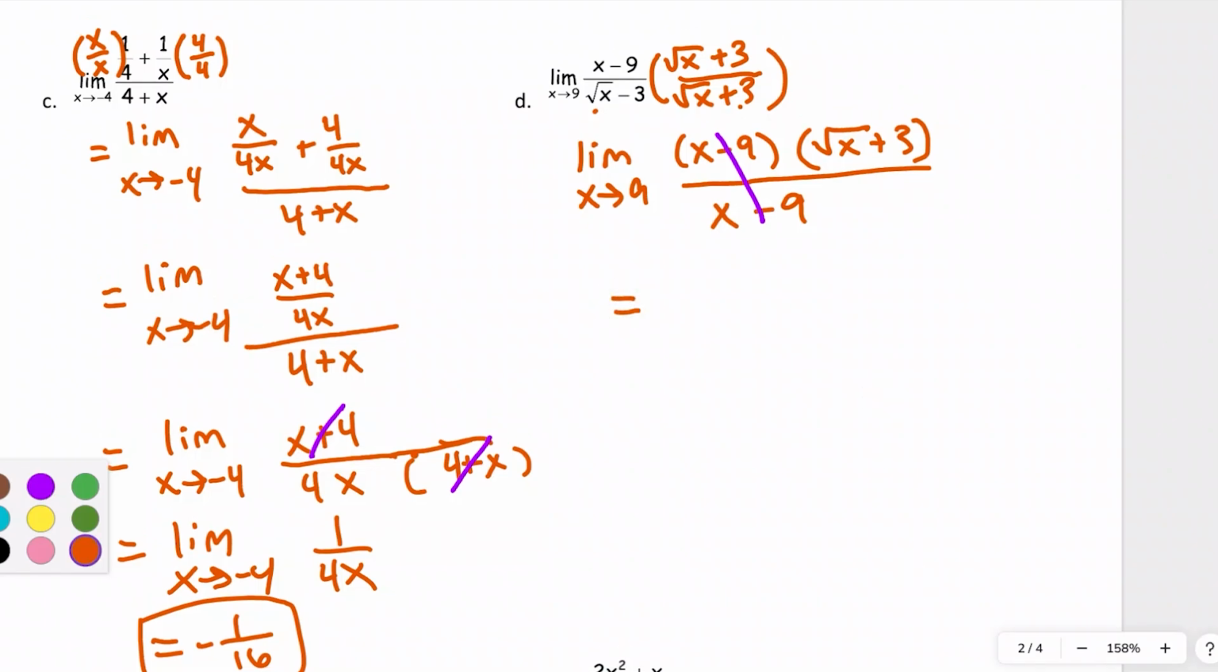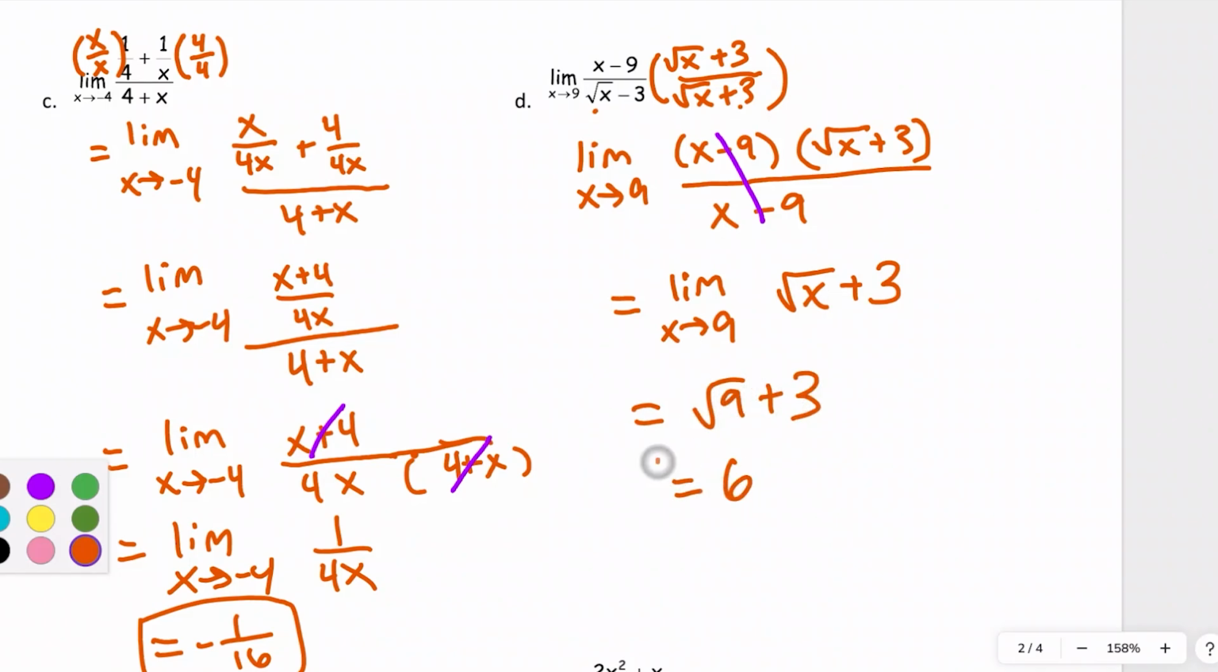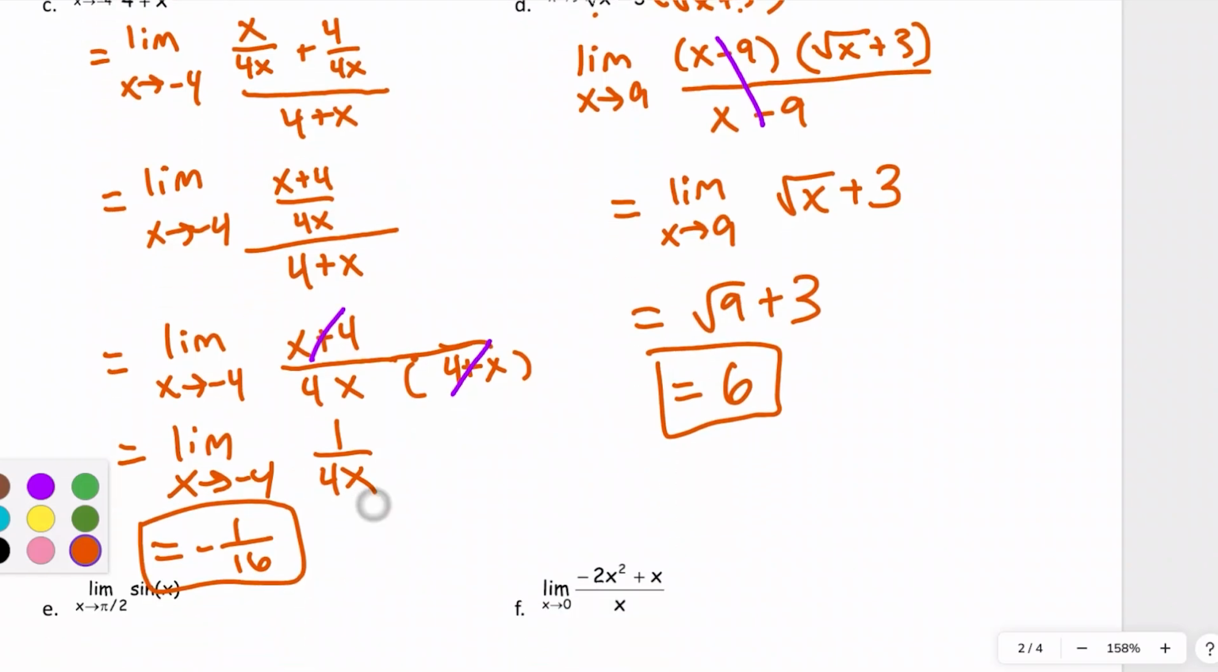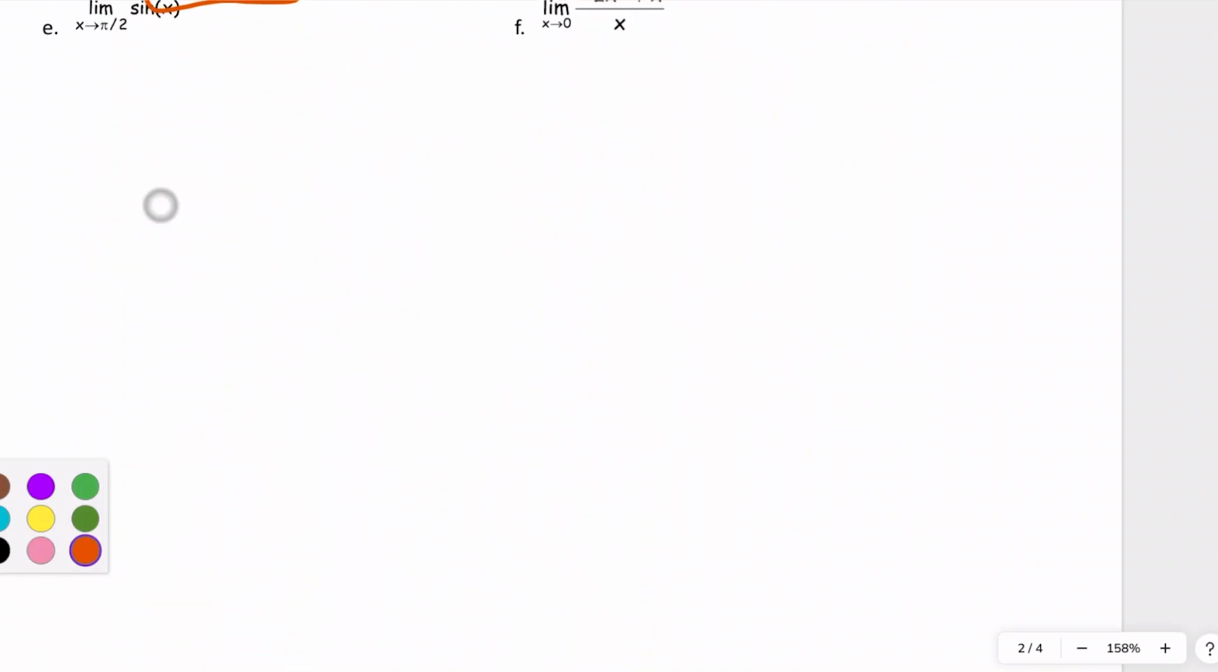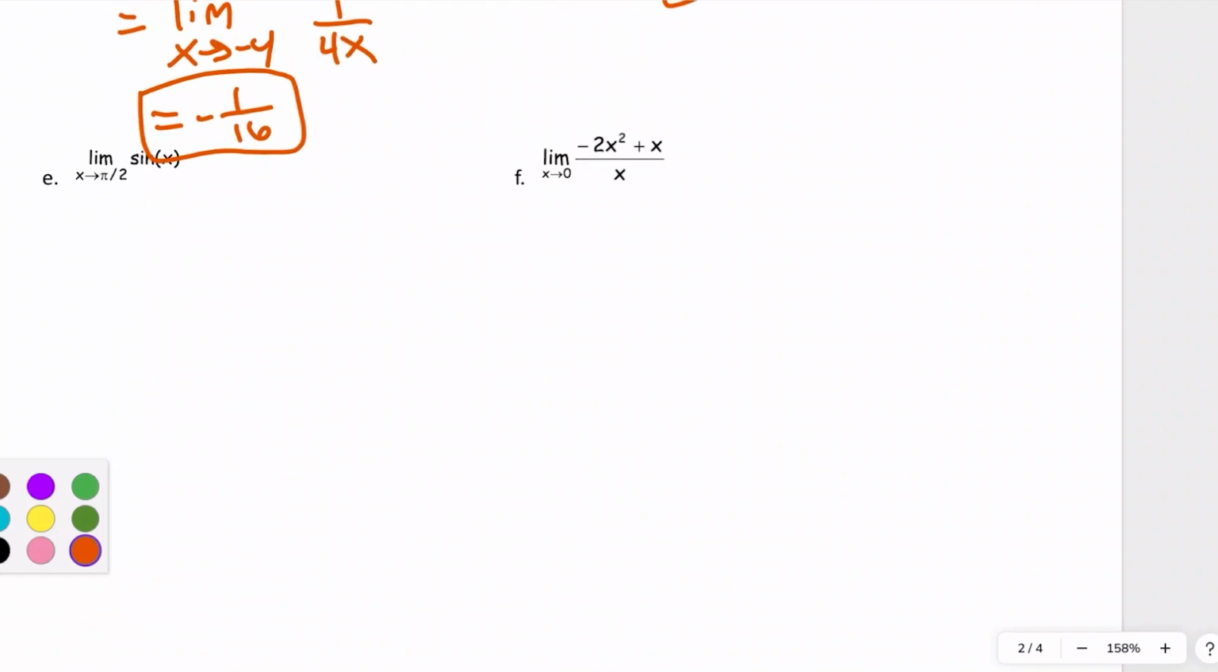All right, so this is going to be the limit as x approaches 9 of square root of x plus 3. And at this point, we can just use direct substitution. So the square root of 9 plus 3 is just going to be 3 plus 3, which is 6. All right, we've only got a couple left here. E says the limit as x approaches pi over 2. Let me get rid of that box here.